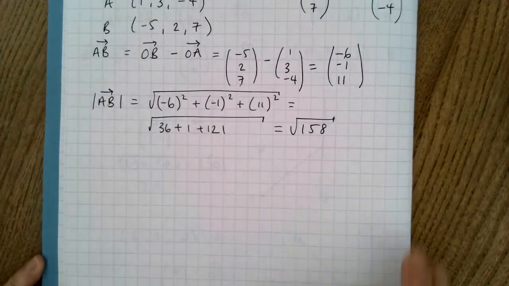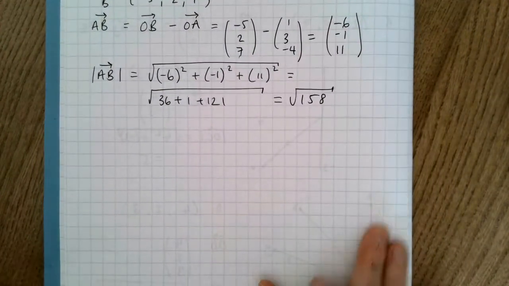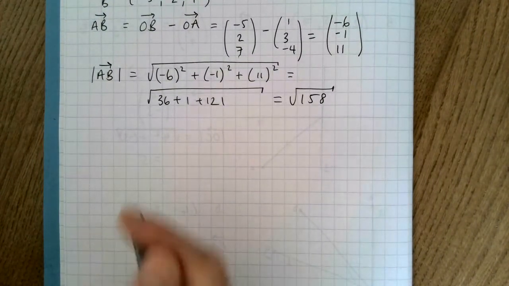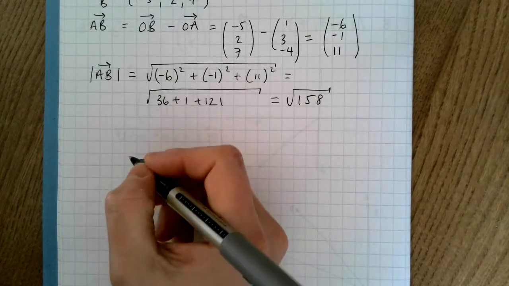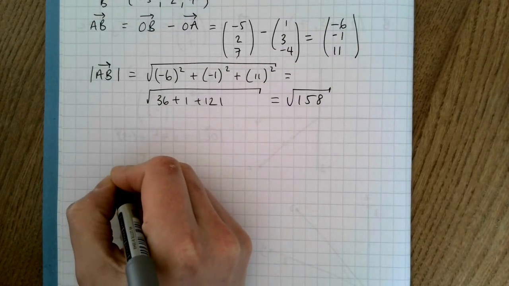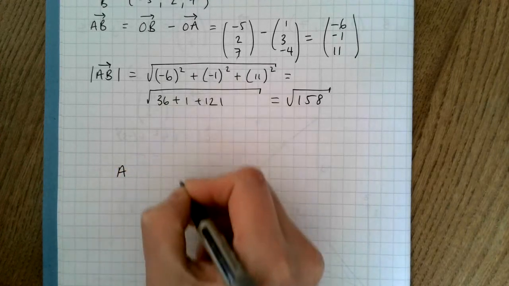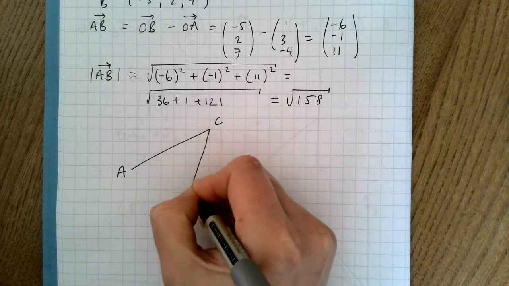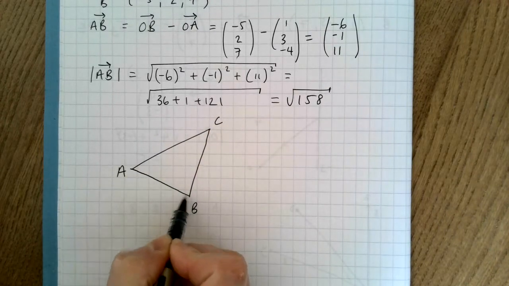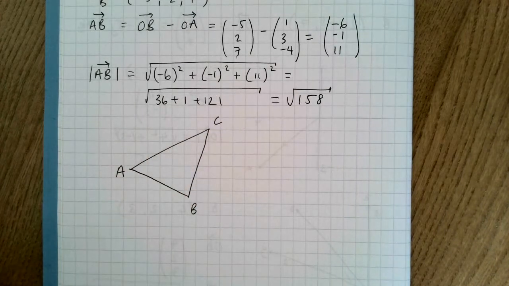Okay, so the next thing is just thinking of some geometry problems. So this one is from one of the exercises in the textbook. So if we've got this triangle, A, B, and C, always draw a picture with these questions. Just really helps you think about what you've got and what you need.